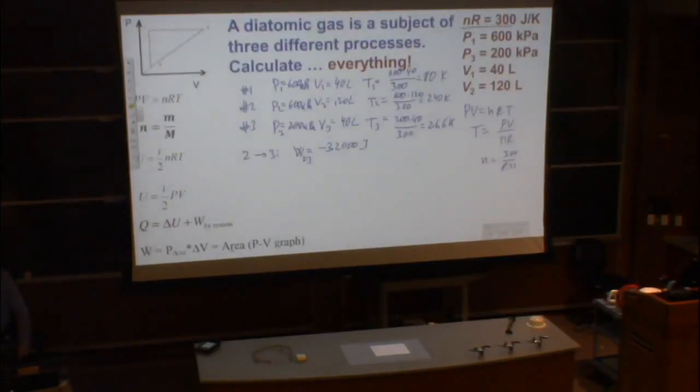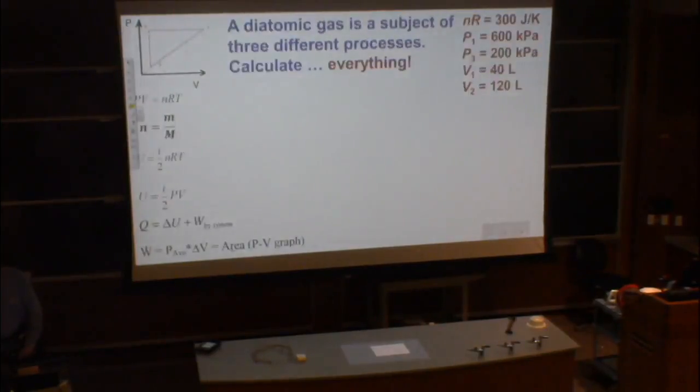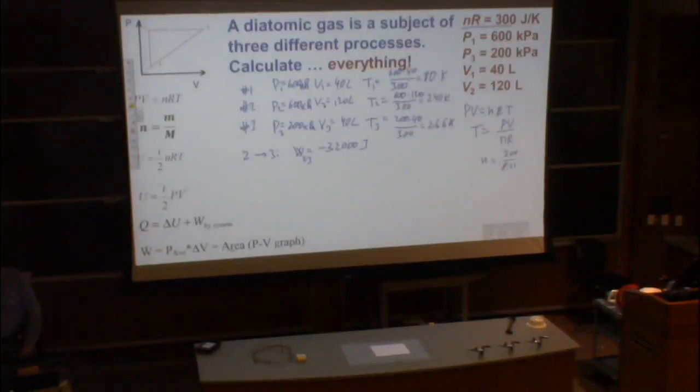I'll go to that. So, that will be zero. No, for 1 to 2, it will not be zero. 1, 3 is zero. I just want to calculate everything, including that. So, since it's a diatomic gas, the number of degrees of freedom, this number should be equal to, and that's what we should remember, 5. So now we can apply any equation.